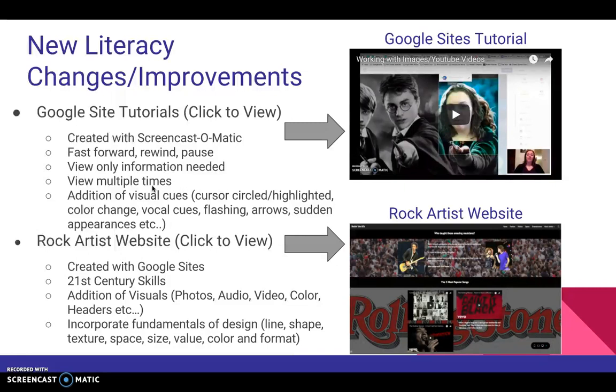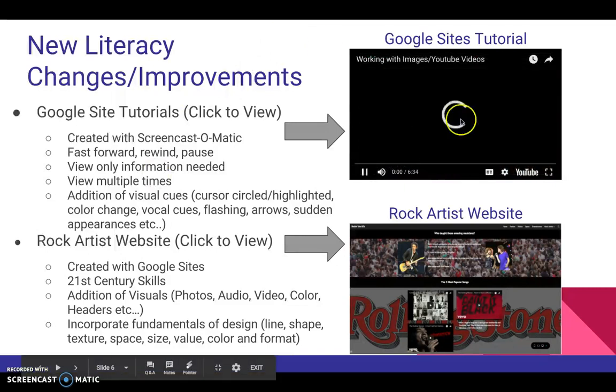Some of the cues that I used in the video was the cursor. Screencast-O-Matic automatically uses a yellow circle around the cursor so students can see that sudden movement around the screen and follow it. I also moved images, and you could flash things, add arrows. I also have my voice speaking, and you can see my image in the bottom corner, so I'm giving vocal cues, and I'll click on that so you can kind of see what that looks like.